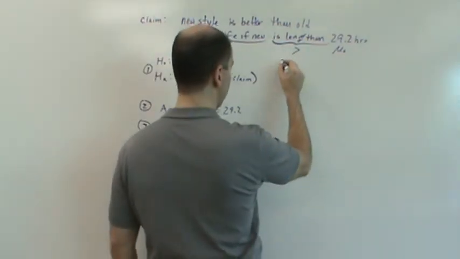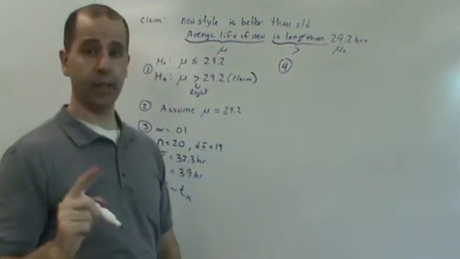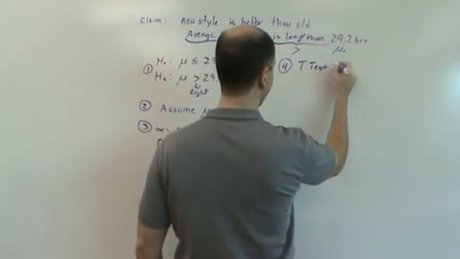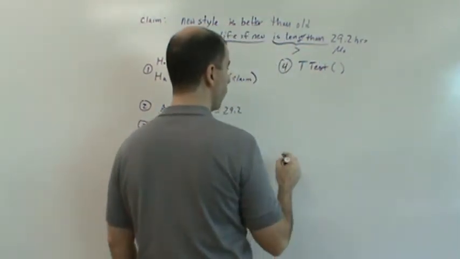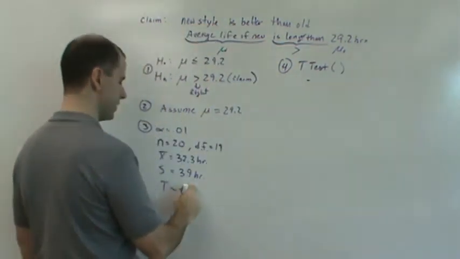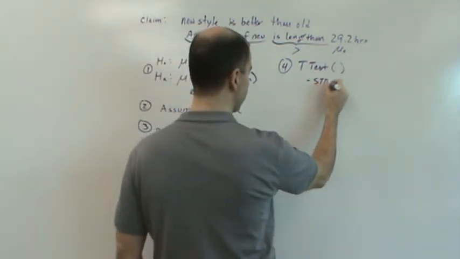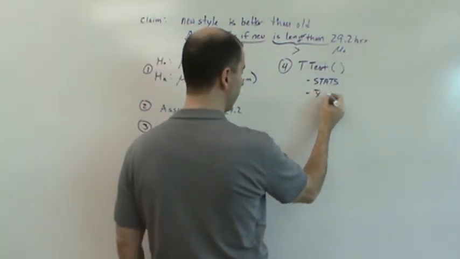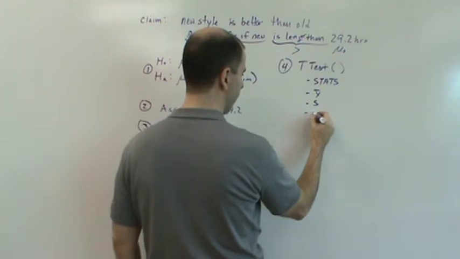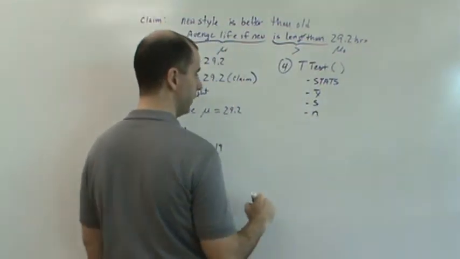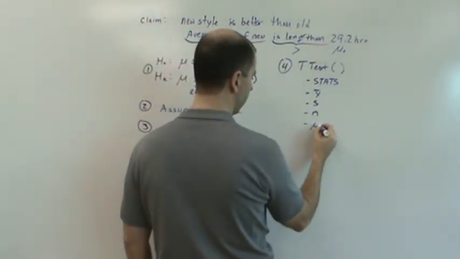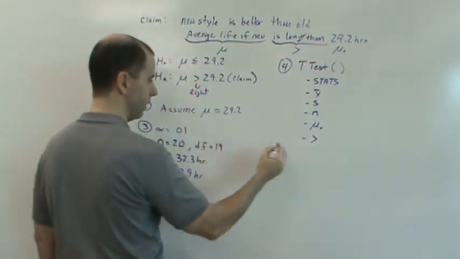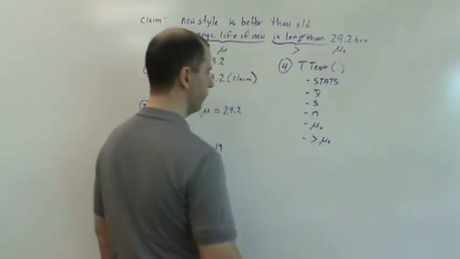So then step 4, what test are we going to use? It's going to be a t-test. So let's use the t-test on our calculator. This time we're going to use statistics. The input is going to be stats. And then we're going to put in x bar, s, n. We're also going to need to put in mu 0 and the alternative hypothesis, which is greater than mu 0.